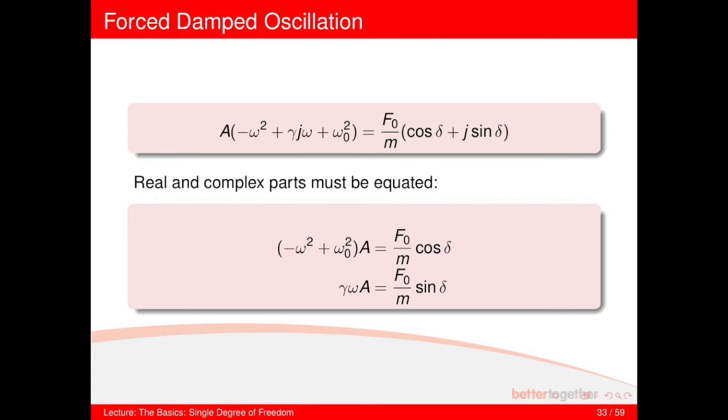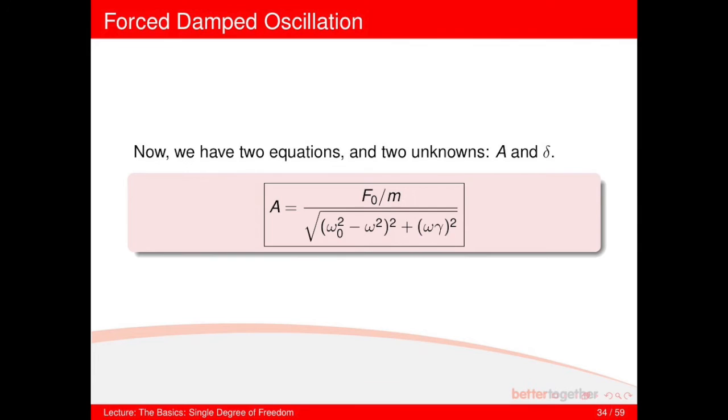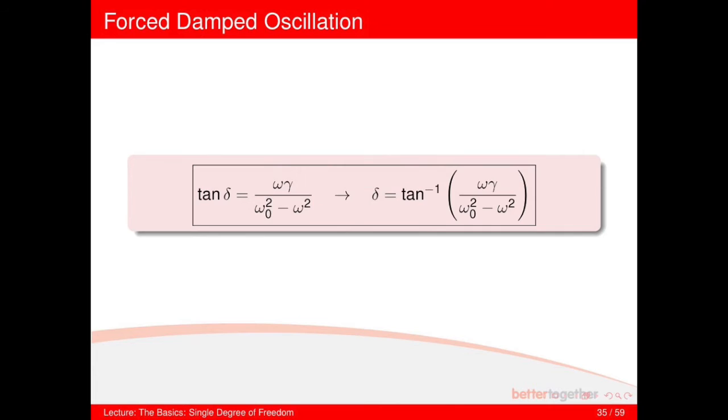Two equations, two unknowns. A and delta are the things we don't know, and you can do the maths. I won't bore you with the arithmetic, but that's how it comes out. A comes out to be that, and delta comes out to be that. So we end up with two equations. They're in your notes. If you look on page 24, you can see those two equations.